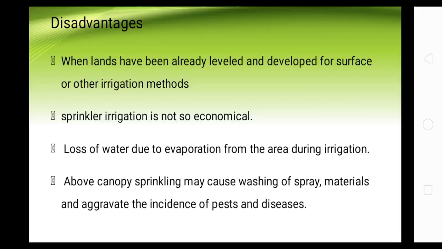When lands have already been leveled and developed for surface or other irrigation methods, sprinkler irrigation is not so economical. There is loss of water due to evaporation from the area during irrigation. Above the canopy, sprinklers may cause washing of spray materials and aggravate the incidence of pests and diseases.